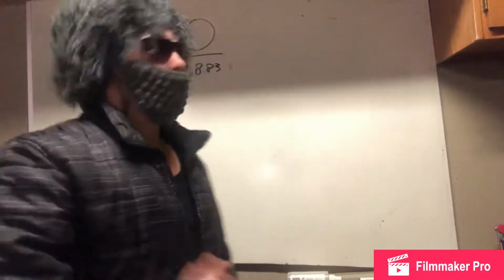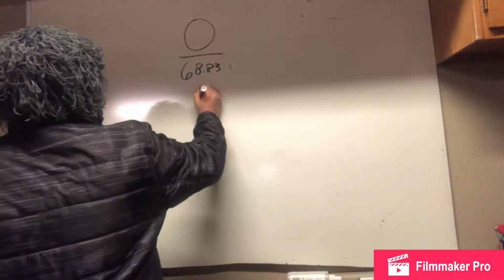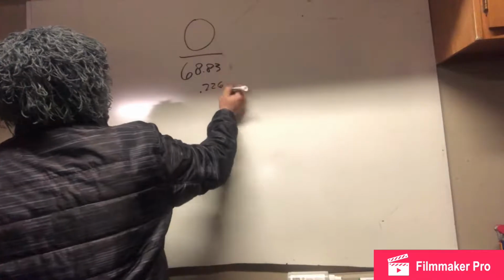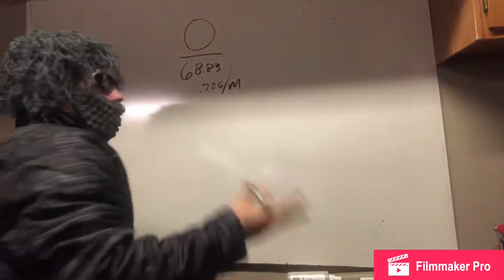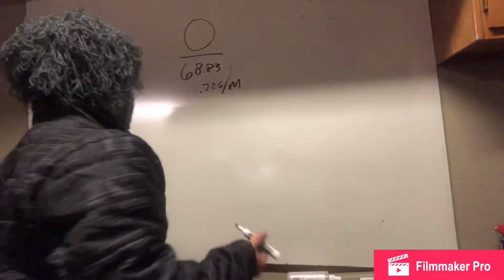I know it pays a monthly dividend of 0.226 cents, and remember that's per month. Not every dividend paying stock pays out on a monthly basis. Some pay out yearly, some pay out quarterly. Majority of them pay out quarterly.